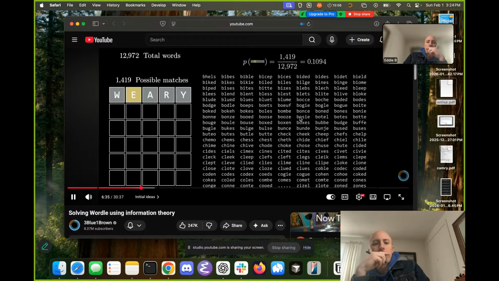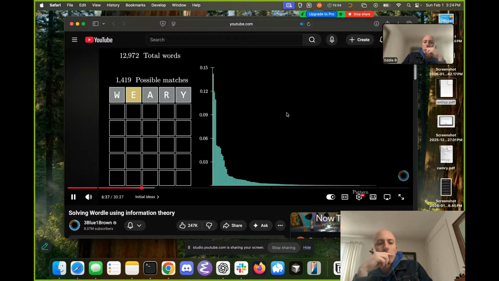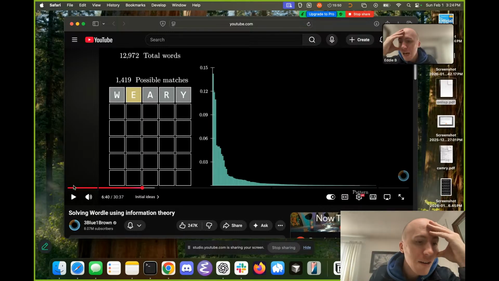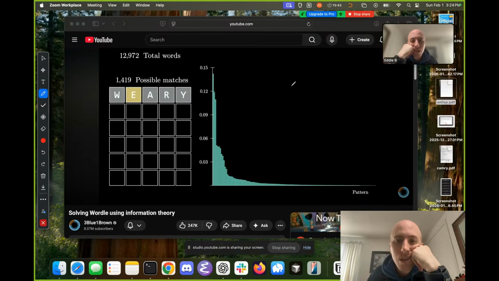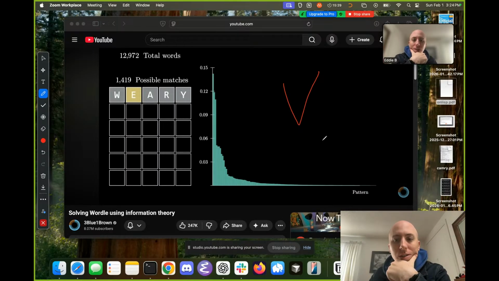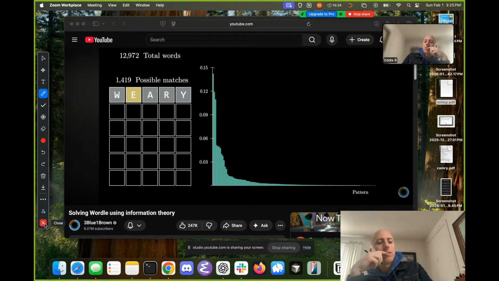To get a more global view here, let me show you the full distribution of probabilities across all of the different patterns that you might see. Patterns. So right now there is no hidden word. It's just the full vocabulary, and we're looking to see, for every single pattern, how much does that crunch down the vocabulary size?